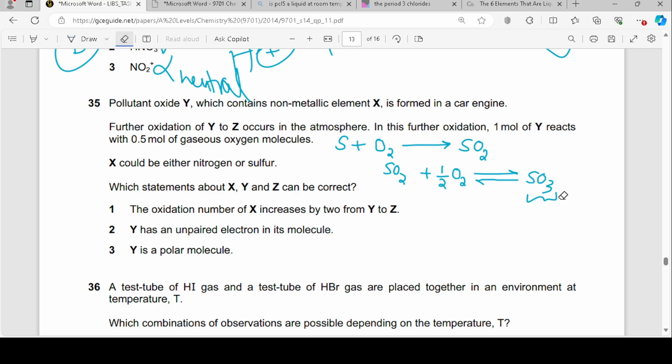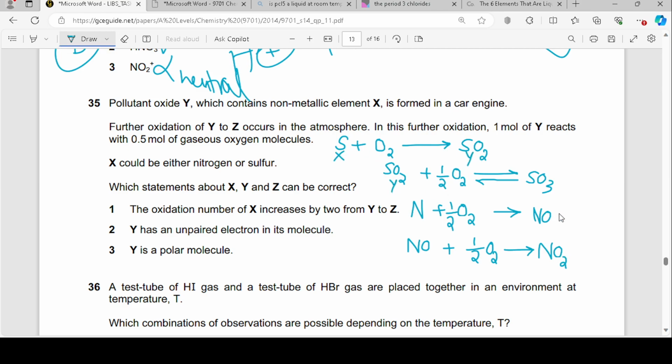And as for the case of nitrogen, I could have N plus O2 giving me NO, right? And then in the case of further oxidation, I get NO plus 1/2 O2 giving me NO2, right? So those are equations that I hope you've seen before. Ideally, this is going to be X, this is going to be Y, this is going to be Y again, and this is going to be Z. This is going to be X, this is going to be Y, it's going to be Y again, and this is going to be Z, right?